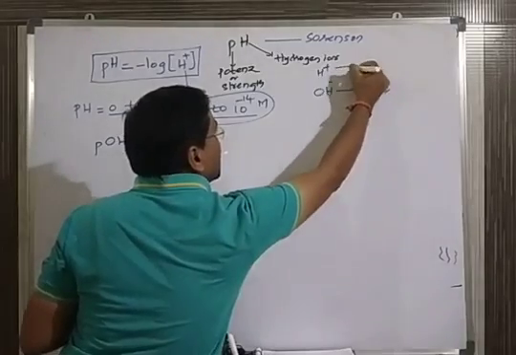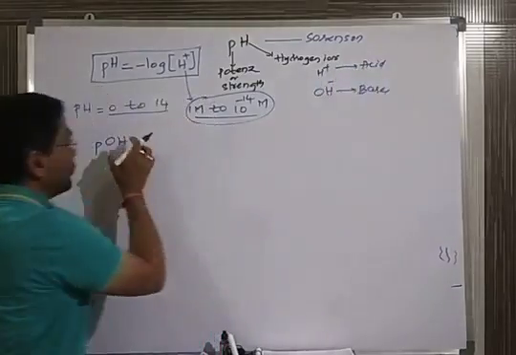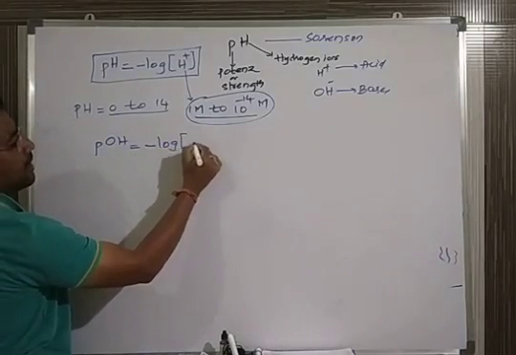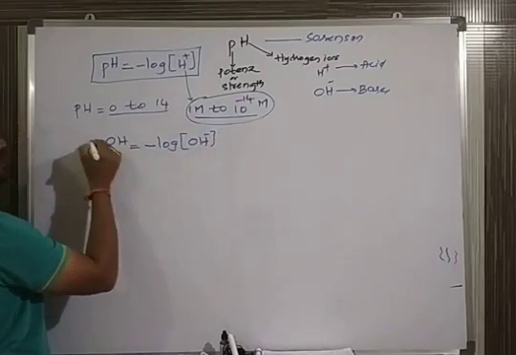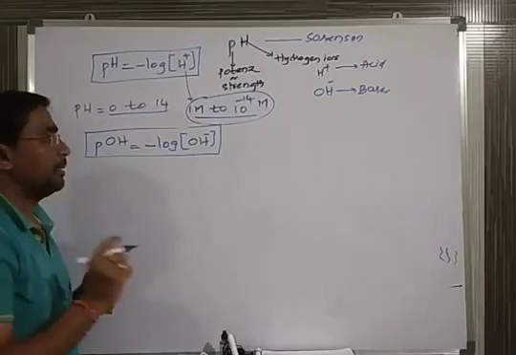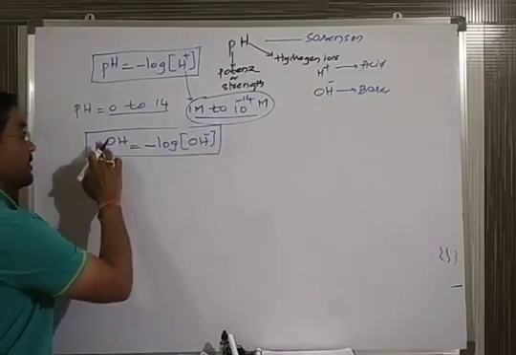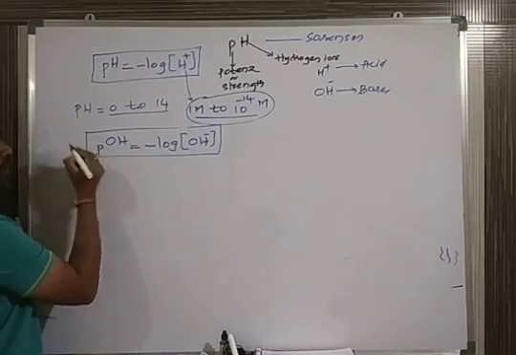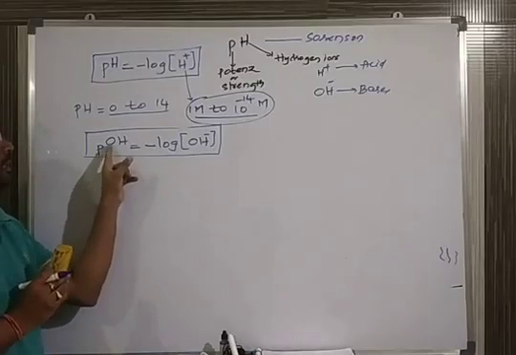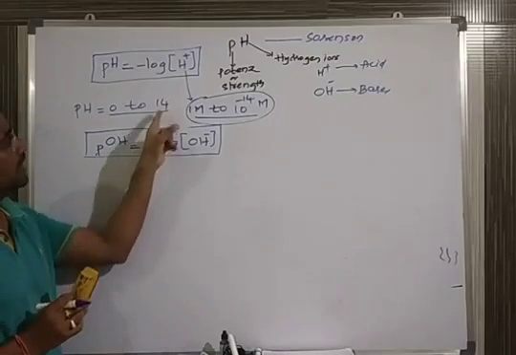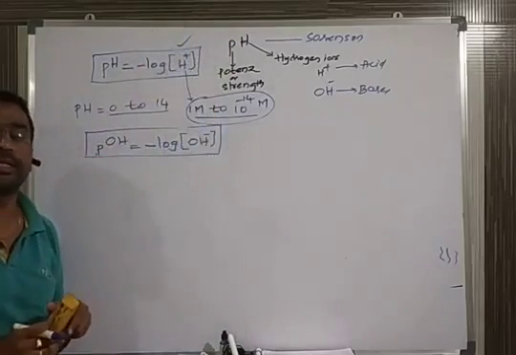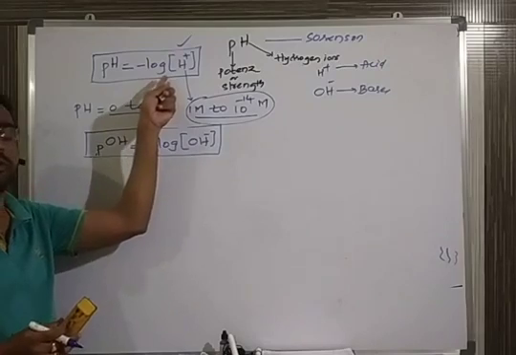If you want to express the same term in terms of OH, you can write pOH is equal to minus log of OH minus concentration. Always make sure the p is small and the OH is capital, with the H as a normal letter. So these two formulas are there, but for calculation of the pH of any substance, we prominently use the first one.